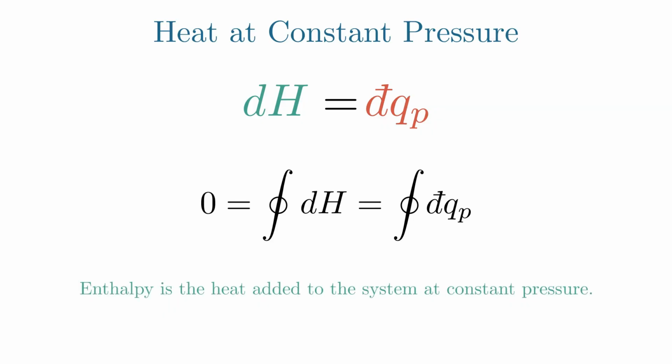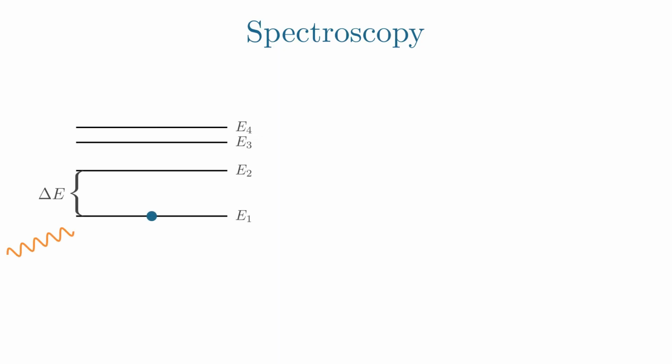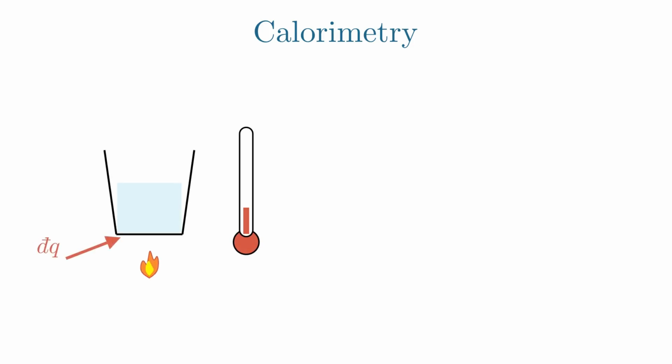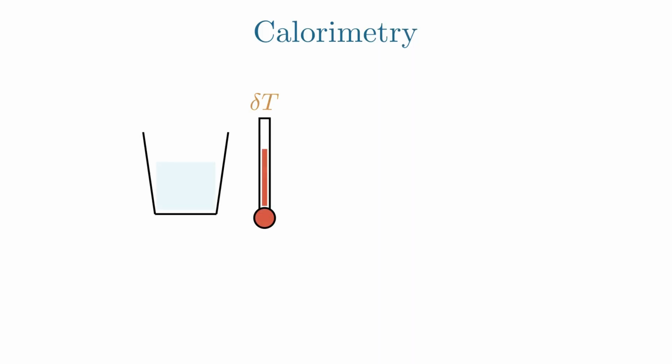We now turn to the experimental measurements of internal energy and enthalpy. In quantum mechanics, the solutions of the time-independent Schrödinger equation are energy levels, which are tested using spectroscopy. Photons are absorbed or emitted when their frequencies match the energy gaps between the quantum states. The corresponding experimental technique in thermodynamics is calorimetry, which determines heat transfer from the resulting change in temperature. The central experimental quantity is the heat capacity, which relates the heat transferred to the temperature change.